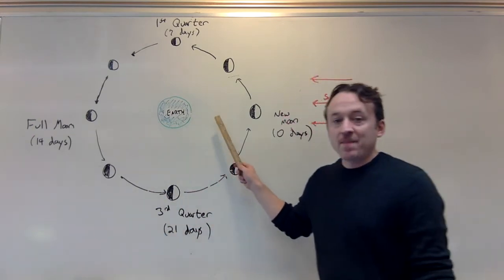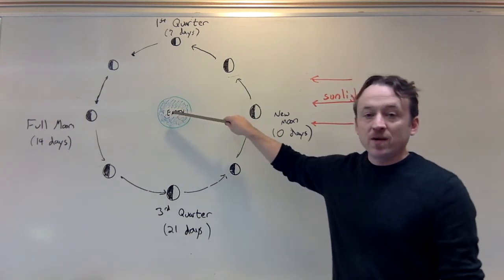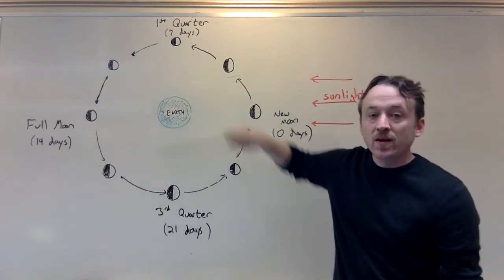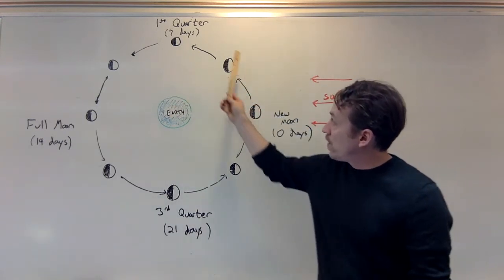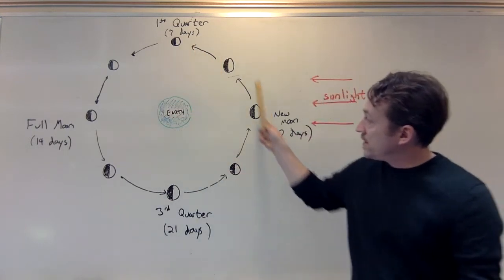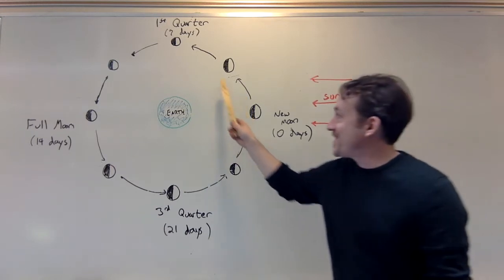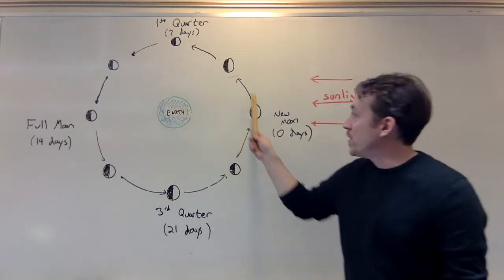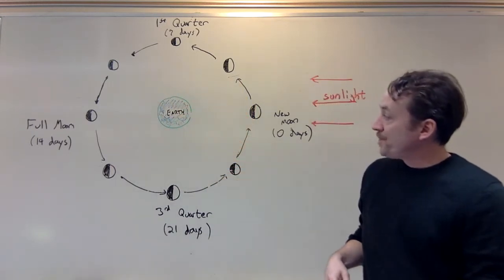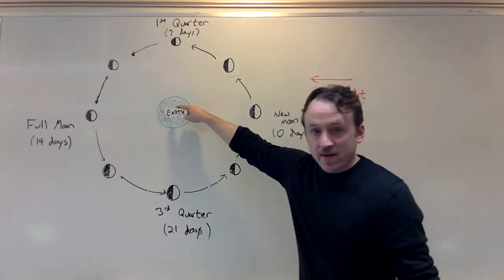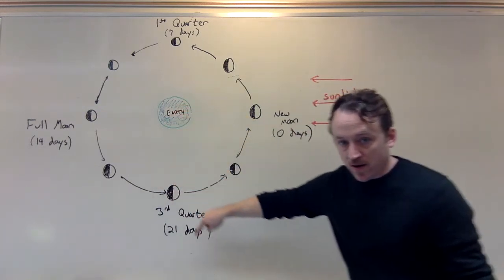This is basically a top-down view of the Earth, so I am above the Earth looking down at the North Pole. The moon revolves around the Earth in this direction, the same direction as the axis of rotation, which has to do with how the moon coalesced in the first place. And the Earth's revolution about the sun goes around this direction.